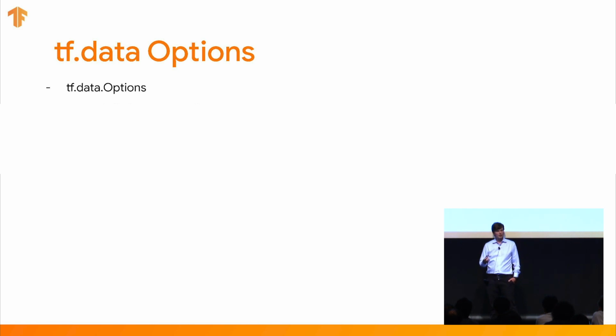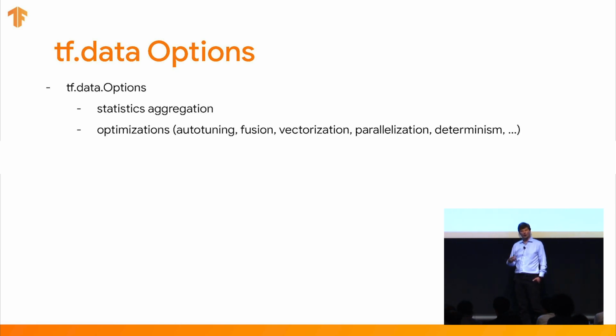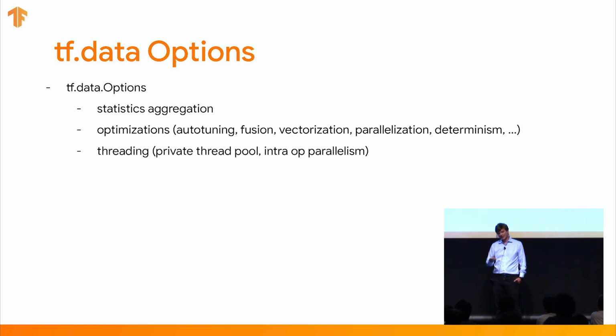tf.data.Options is an object that specifies global options that should be used for your input pipeline. Besides controlling auto-tuning, it can also be used to control things like static optimizations that are not enabled by default because they are not always a win, such as map vectorization or map parallelization, or for instance, specifying whether your input pipeline is allowed to produce elements out of order, which by default your input pipeline will be deterministic. The options object also allows you to, for example, collect statistics about data in your input pipeline. And for the performance experts in the audience, it also allows you to fine-tune threading parameters of tf.data internals.